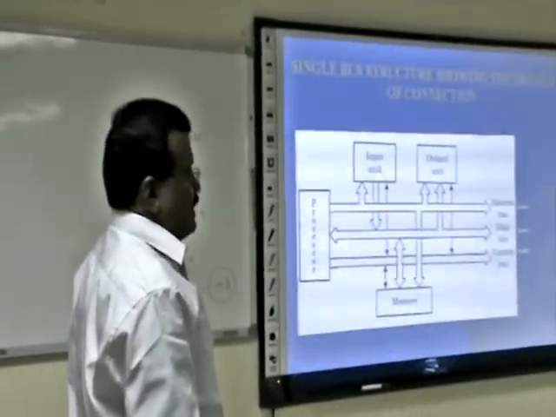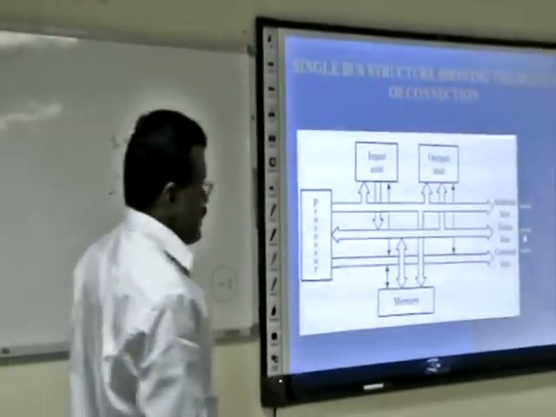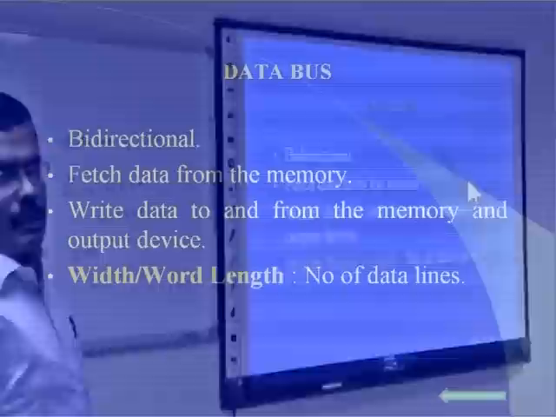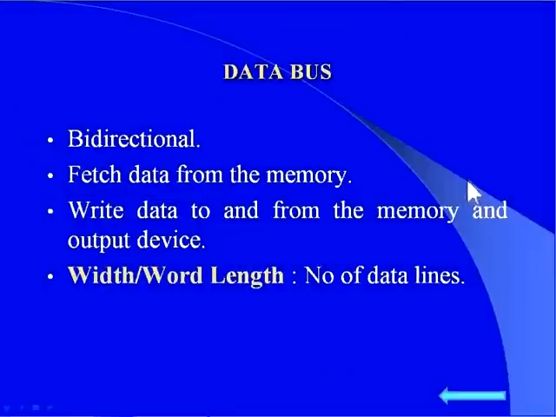The next bus is the data bus. It is a bidirectional bus through which only data can flow between the microprocessor and memory, as well as between the microprocessor and peripheral devices. It is used to fetch data from the memory and I/O devices, and to write data to the memory and I/O devices. Generally, the number of data lines is called the word length of a particular CPU. If the word length is 8, that means it can simultaneously handle 8-bit data. In the case of the 8085, the word length is 8.